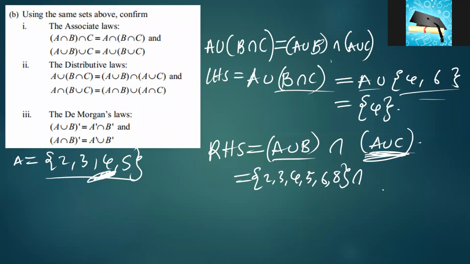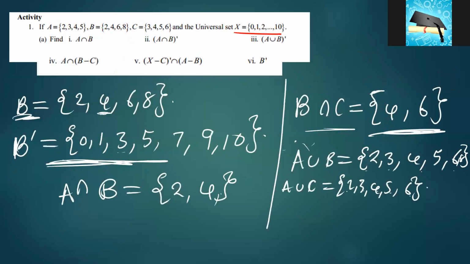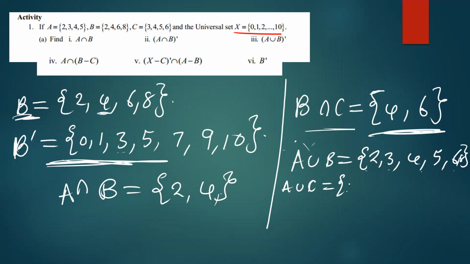Are we doing the right thing? I'm trying to find A union what? A union C. I was combining B and C. So we've made a mistake. So I'm supposed to combine A and what? And C. So A and C, we're starting from what?